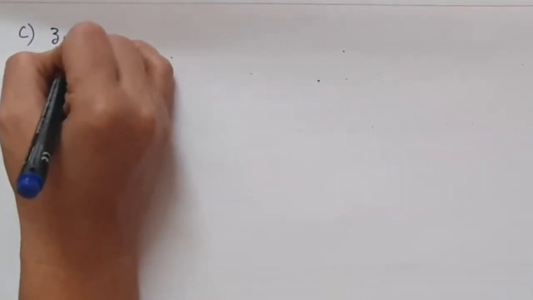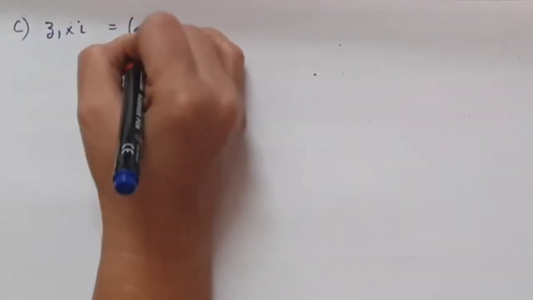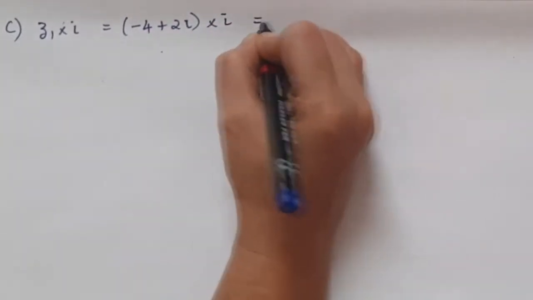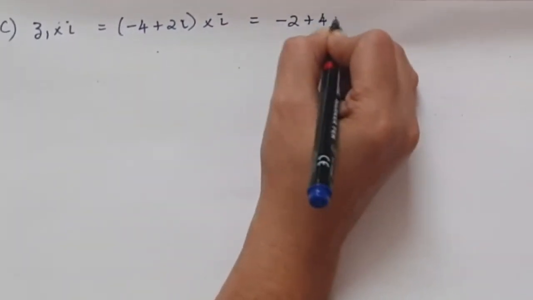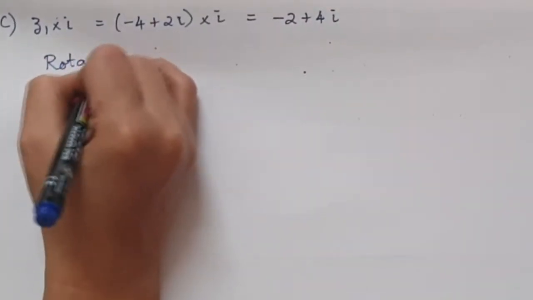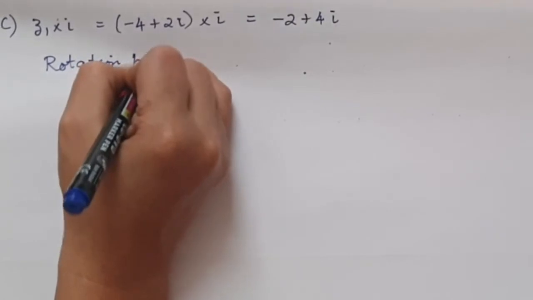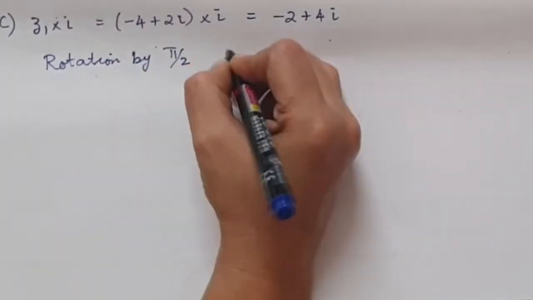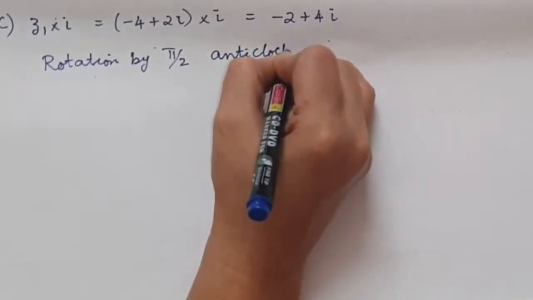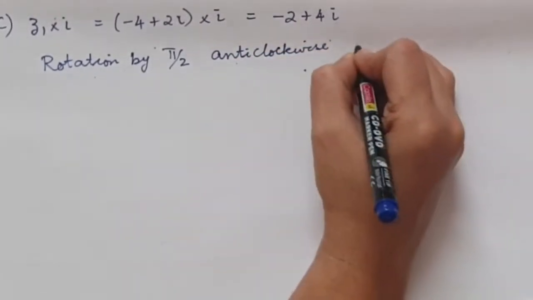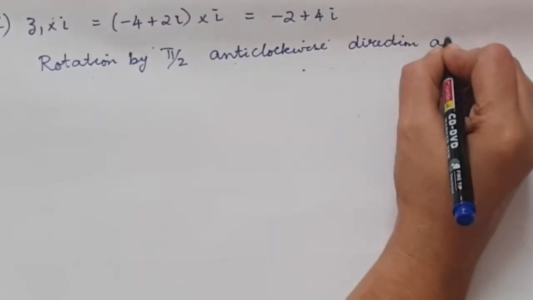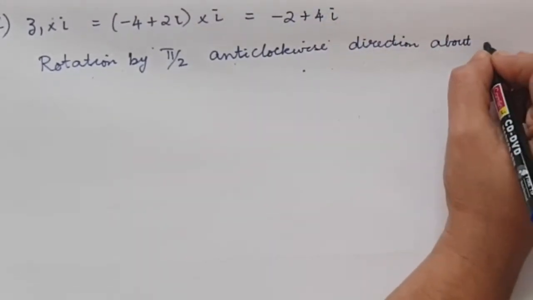Z1 multiplied by i will be equal to minus 4 plus 2i multiplied by i, which gives us minus 2 plus 4i. Minus 2 plus 4i, this is a rotation by pi over 2 in the anti-clockwise direction about the origin.